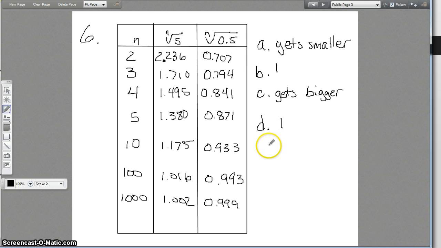So that's number 6. It is just like number 13 that I assigned for homework. So you should stop the video now and work number 13 and then come back to the video.